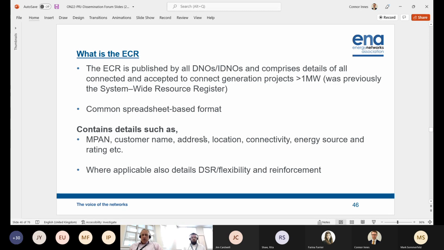In terms of the total volumes across all 6 DNOs, and I'm going to focus on DNOs rather than IDNOs at the moment, the number of entries across all of those is around about 5,500.